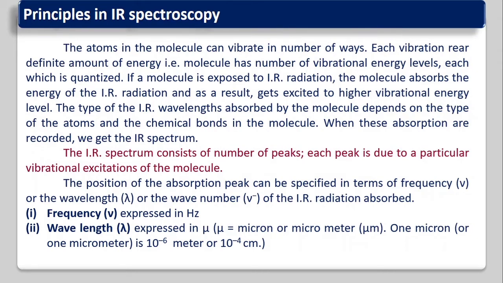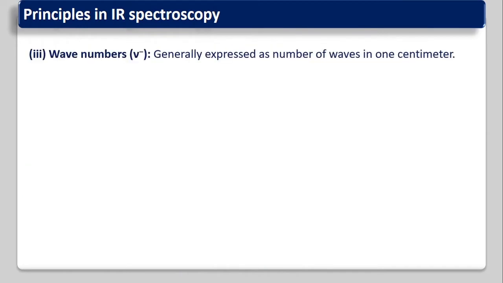1 micron or 1 micrometer is equal to 10 raised to minus 6 meter or 10 raised to minus 4 centimeter. So this is the conversion. 1 micrometer or micron is equal to 10 raised to minus 6 meter, which is equal to 10 raised to minus 4 centimeter. So absorption radiations can be measured in terms of frequency or in terms of wave number. Third is wave number, that is nu bar, generally expressed as the number of waves in 1 centimeter.